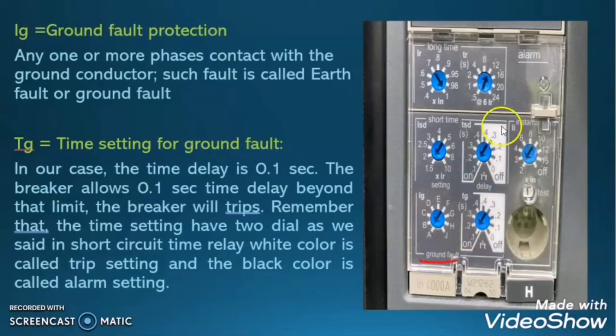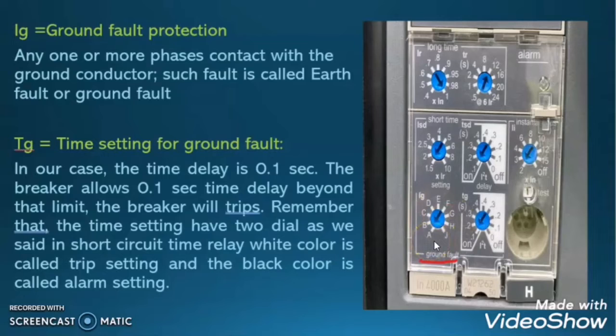And as I explained in the short circuit time setting, there is a black shade and there is a white shade. Black shade is the on position and white shade is the off position. So when the dial is in the on side position, then it will trip the air circuit breaker, and if the dial setting is in the white shade, then it will only give the alarm but it will not trip the air circuit breaker.